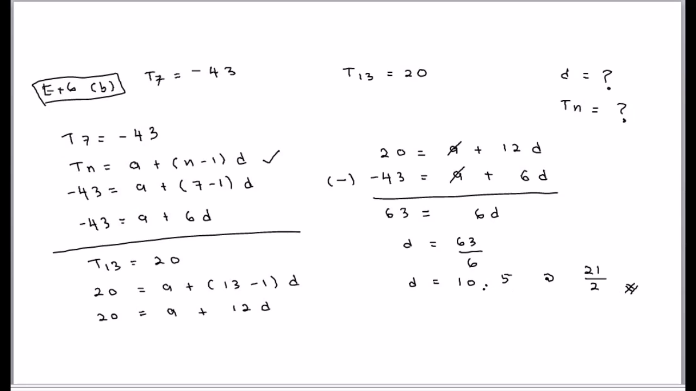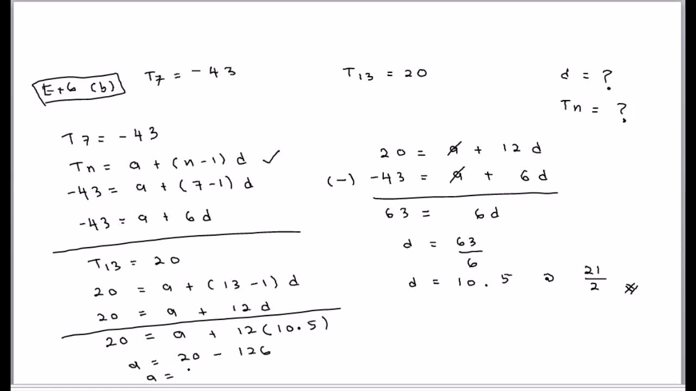Since we know the value for d, we can find a. Okay, 20 equals a plus 12 multiplied by d. Either you substitute 10.5 or 21/2. So let's say I substitute 10.5. So a equals 20 minus 12 multiplied by 10.5, which is 126. So 20 minus 126, negative 106.